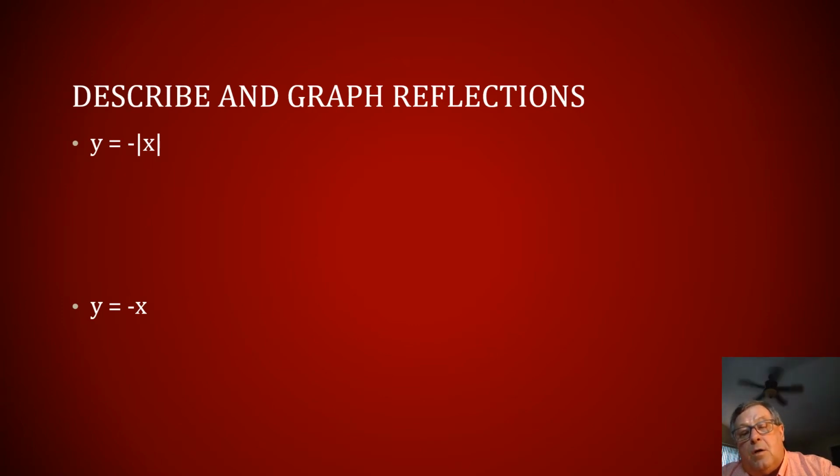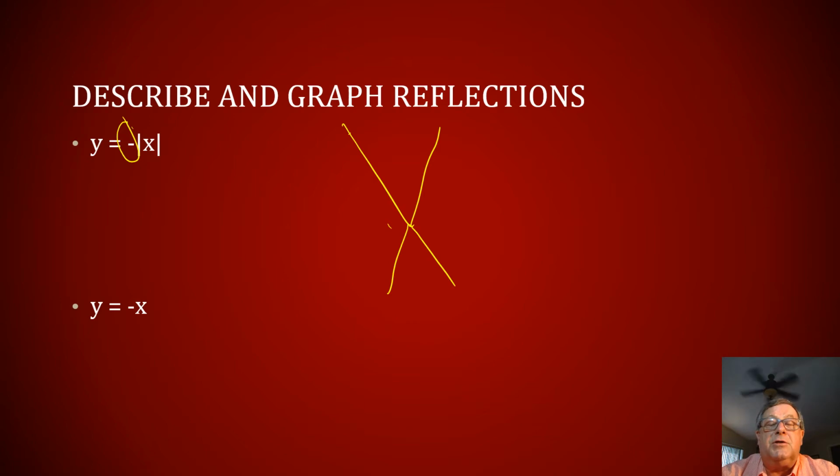Well, we know that an absolute value function is going to have a V shape. And this negative sitting out here is going to reflect it or flip it across the horizontal axis. And so, in fact, when we graph it, it is going to look more like that. It's just simply going to flip it over the x-axis. Now, what about this second one?